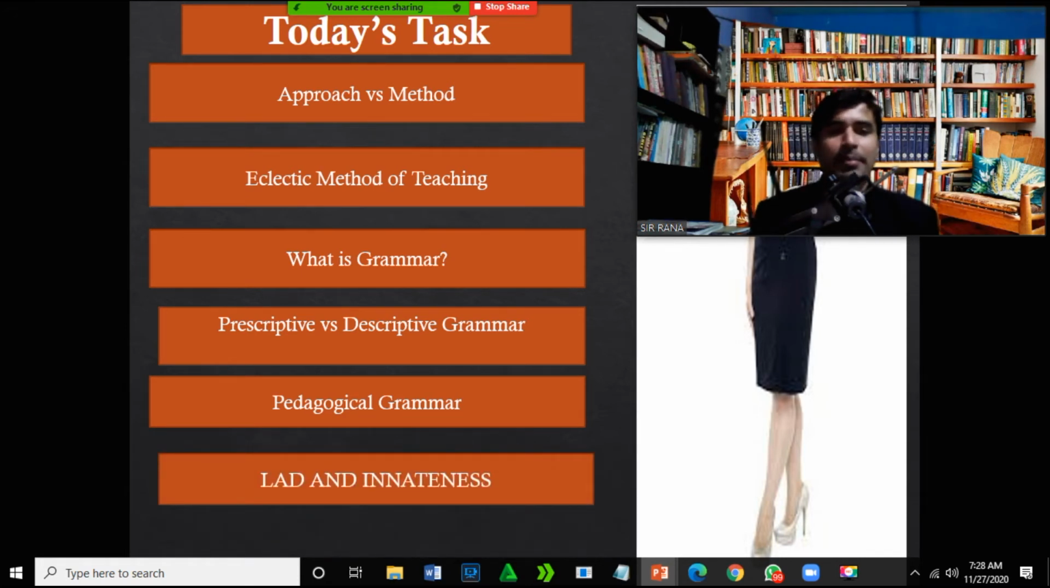Then we have the concept of LAD. As you know, after behaviorist theory, Noam Chomsky rejected the behaviorist theory, or rather he rejected B.F. Skinner. So on what basis did he reject the behaviorists? The behaviorist way of approaching language says that whatever behavior you expose to the learner, he or she learns the language. But according to the innate theory, animals are also exposed to certain behavior, but animals are unable to pick up language. They are unable to speak like human beings.